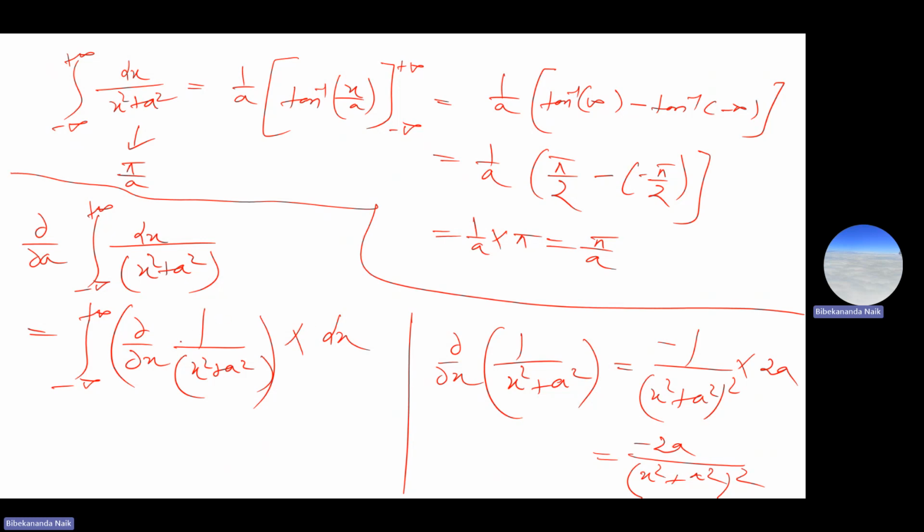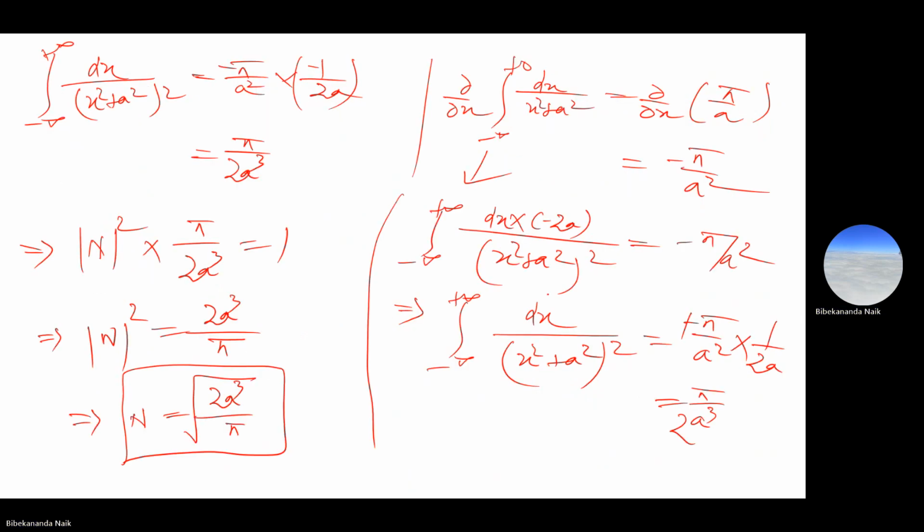Now the derivative and integration are interchangeable. So accordingly the derivative will also be taken on the right hand side. So the right hand side value will give minus pi by a square. So the additional minus 2a, if you take it to the right hand side, it will give you the desired value of the integration. And according to that, we found the value of the integration is pi by 2a cube.